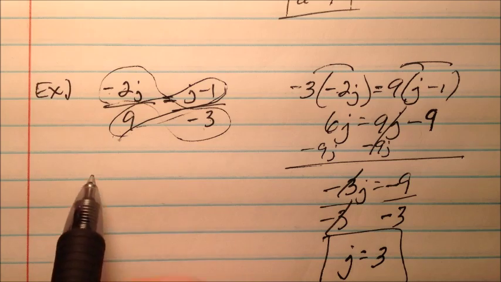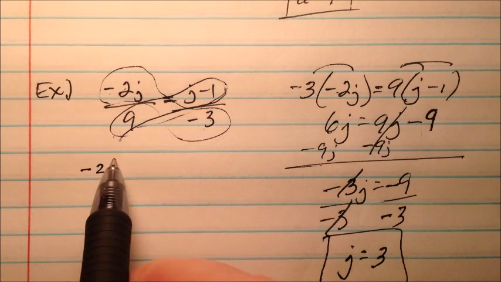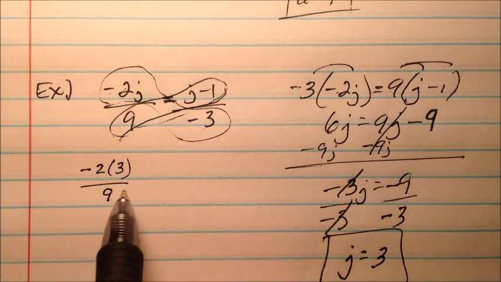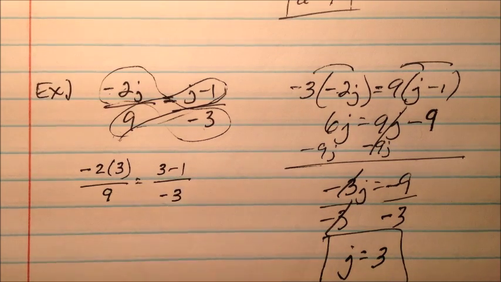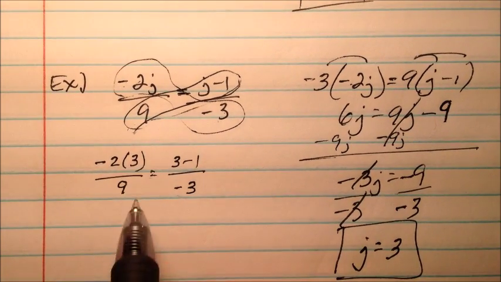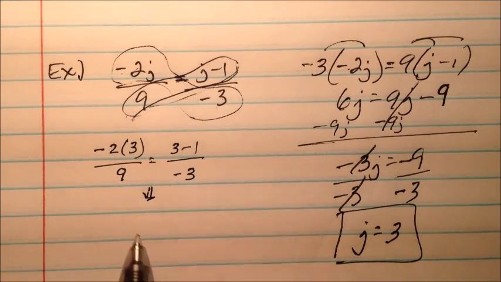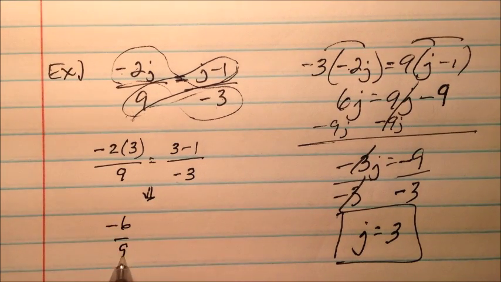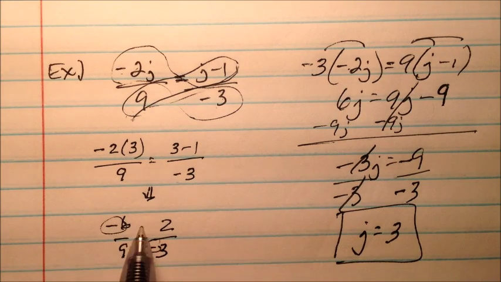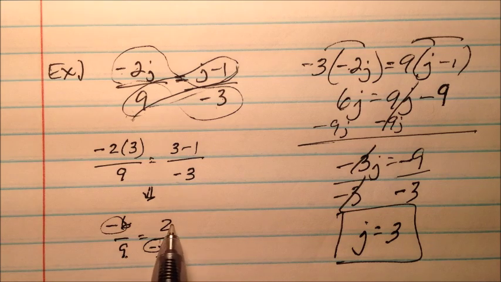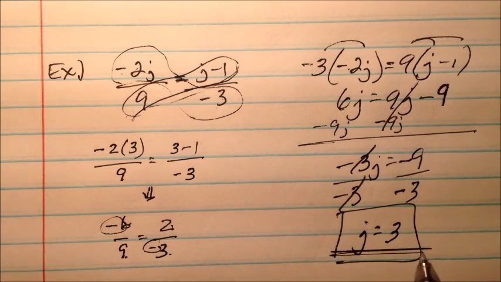And again, I can plug them back in. So negative 2 times 3 over 9 equals 3 minus 1 over negative 3. So this ends up being negative 6 over 9 equals 2 over negative 3. So they each have a negative, and 6 over 9 will reduce to 2 over 3. So we know that the value 3 for j is going to work in this proportion as well.